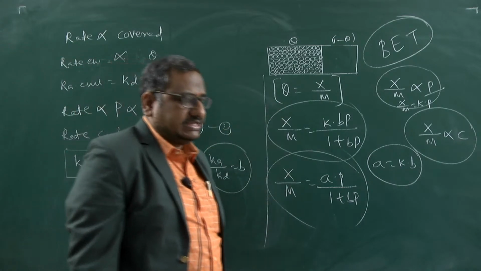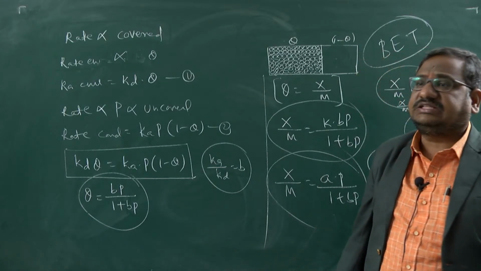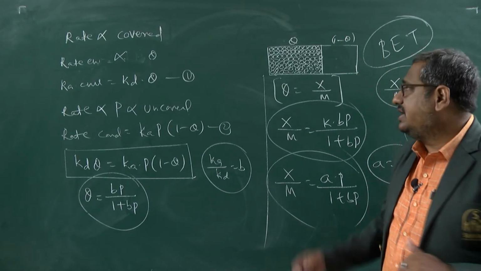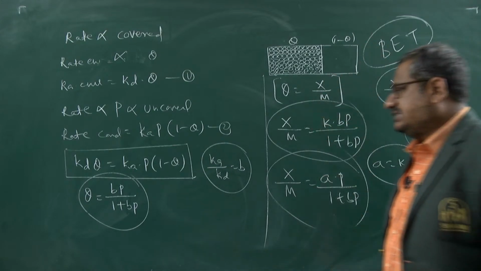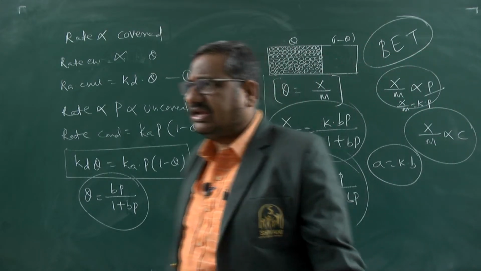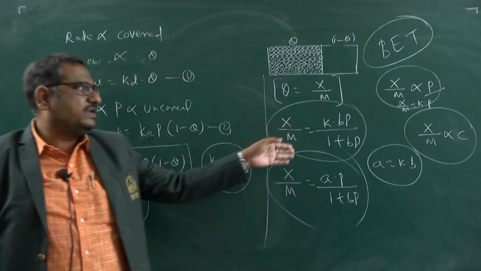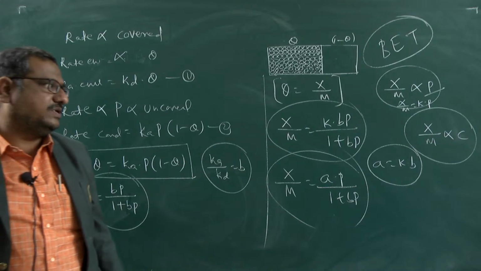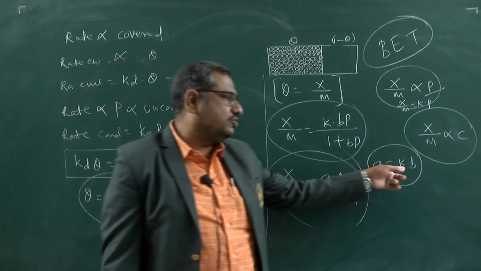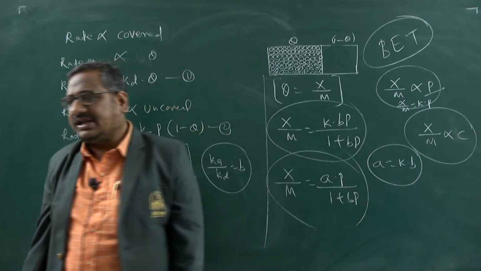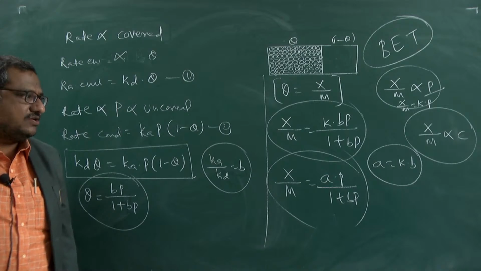Next, theta is the covered area, that is, X amount of gas deposited per m mass of the adsorbent. So X by m is equal to K into theta, that is our Langmuir equation. X by m is equal to K into Bp by 1 plus Bp. Here K is one constant, B is another constant. Combining both constants into another constant A, again X by m is equal to Ap by 1 plus Bp.